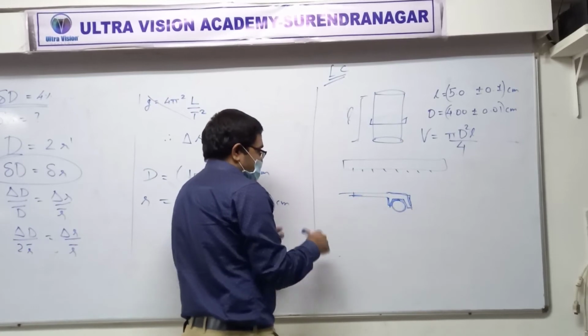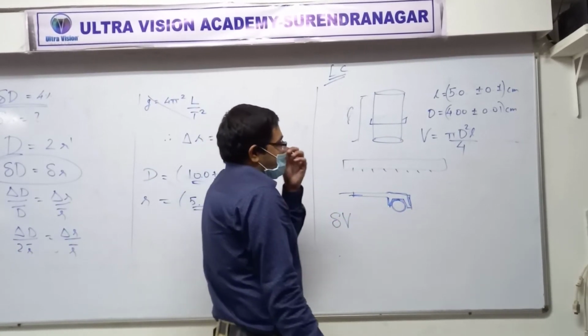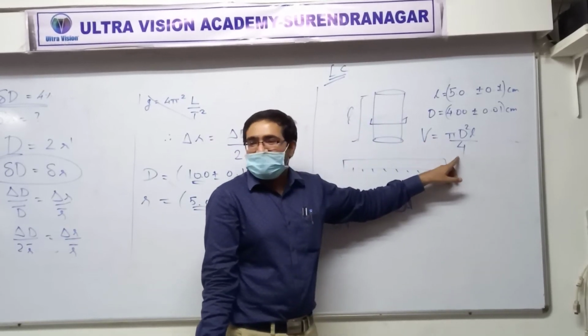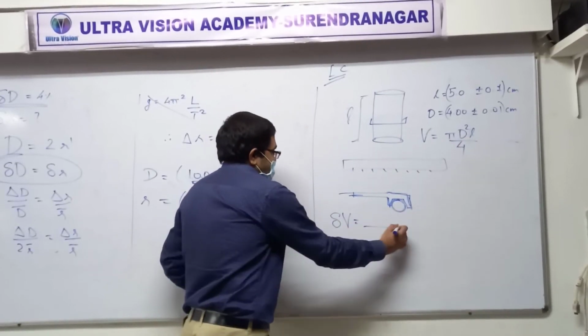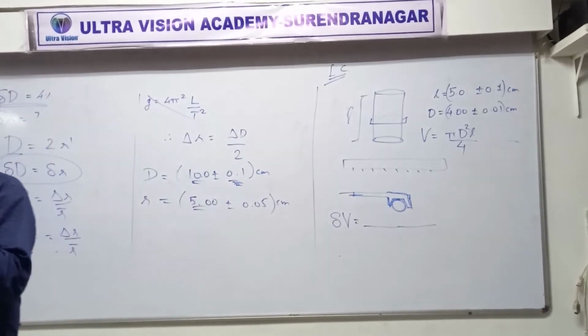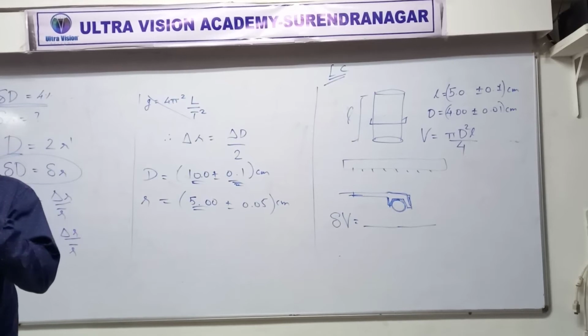So let's use the error relation for percentage error in multiplication or with power. Let's start. Does pi have error? No. So only D and L. What should I write on the right hand side? You can discuss with each other. You have to tell me the final answer after 1 minute.